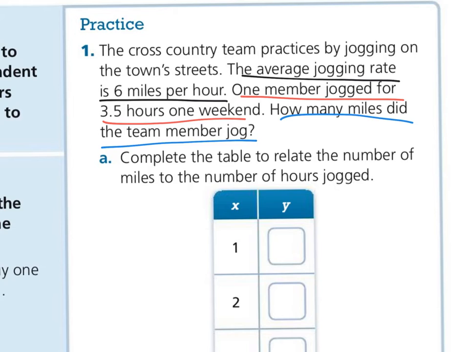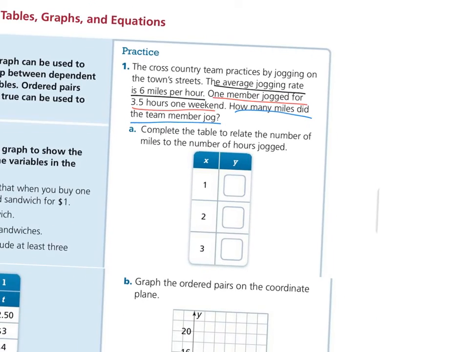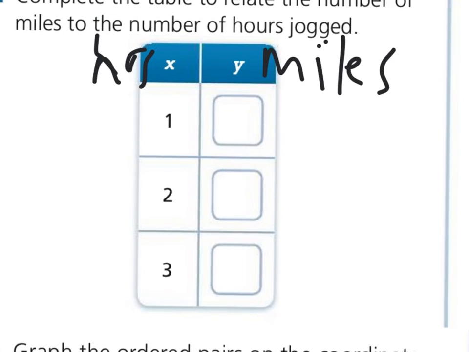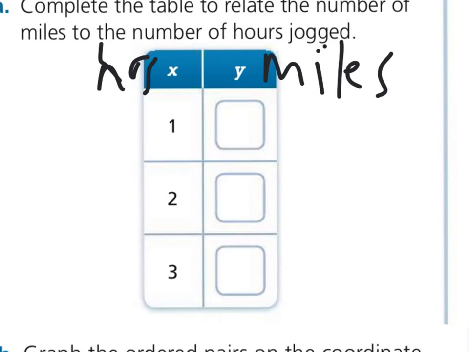So you can see x is going to be our number of hours, and then y is going to be the number of miles that they jogged. How far they jogged depends on how long they jog. And then we could think about if they're jogging 6 miles per hour. So in 1 hour they would have jogged 6 miles. Literally, that's what it means. 6 miles per hour means you jog 6 miles in 1 hour.